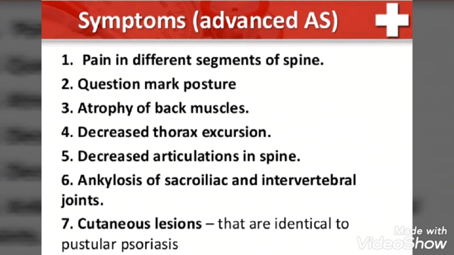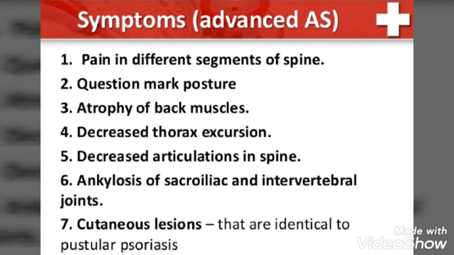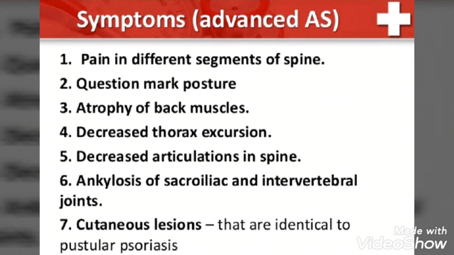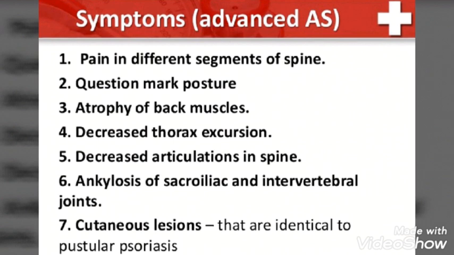Then atrophy of back muscles. Then decreased thorax excursion. Then decreased articulations in the spine. Ankylosis of sacroiliac and intervertebral joints. Then cutaneous lesions that are identical to pustular psoriasis.